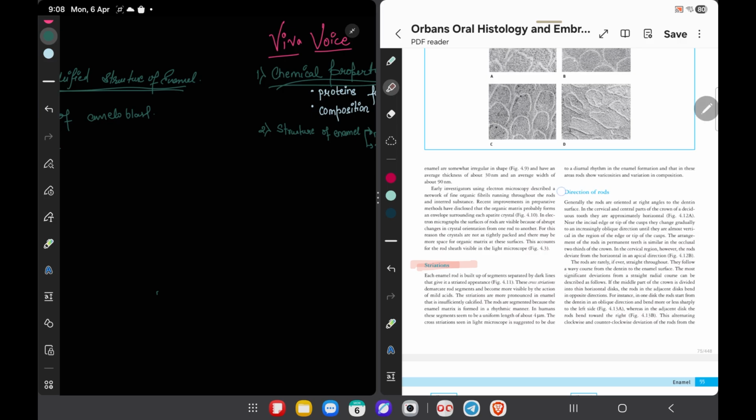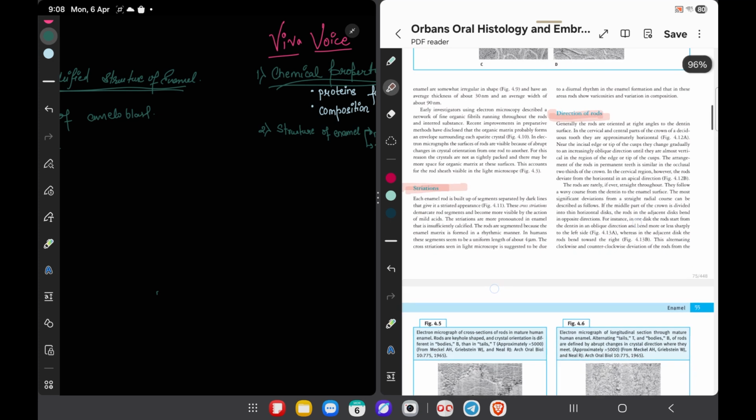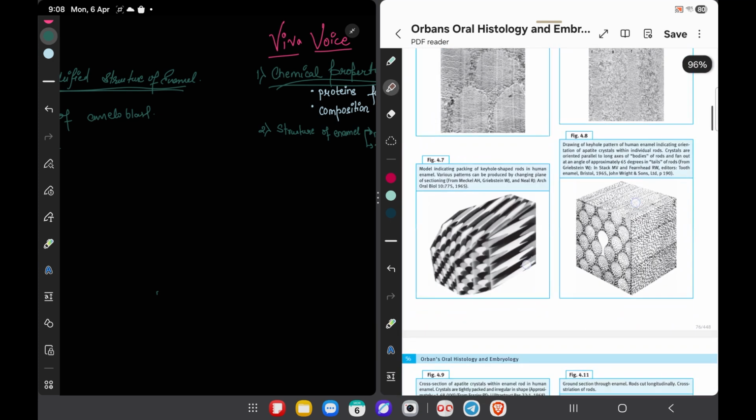Directions of rod, I've already talked about directions of rod, where in the permanent tooth it is different, in a primary tooth it is different. So you have to know about the directions of the enamel rod, and this is very frequently asked in the viva. What is the enamel rod? What is the direction of enamel rod? Common width of enamel rod? What are the striations in the enamel rod that can be seen? So these are all the things you will see in the topic of enamel rod.